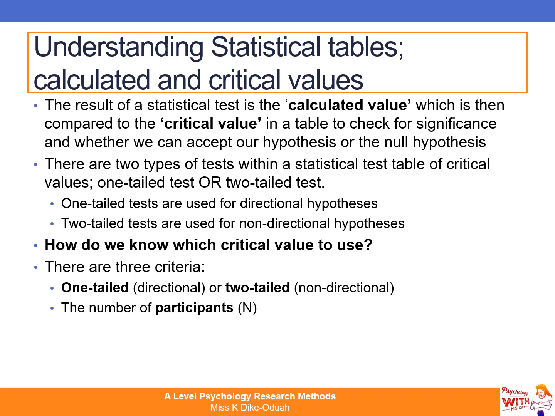We need to know the number of participants, and in a chi-square test, which I'm going to come and teach you guys later on, that's slightly different because it's grouped. So you're looking at nominal data. But in general, we need to know the number of participants, which is known as N in capital letters. And you also need to know the level of significance.